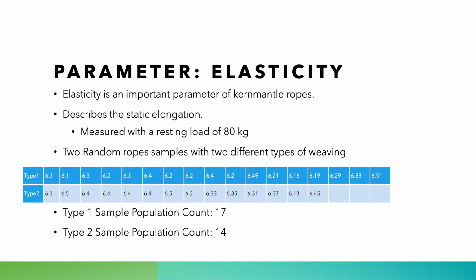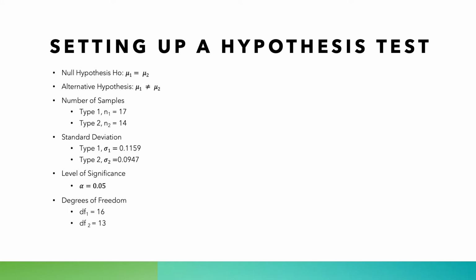Two random rope samples with two different weaves were tested for the subsequent hypothesis test. We've got the two data sets here. The type 1 population count was 17. Type 2 had a population count of 14. So we need a few pieces of information before we get rolling here.